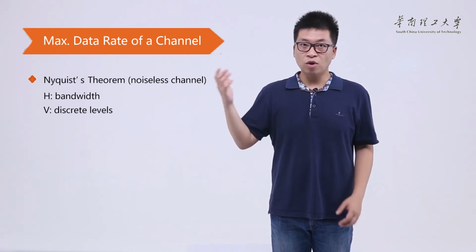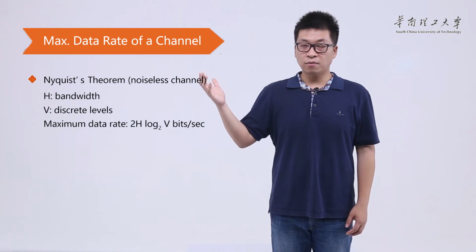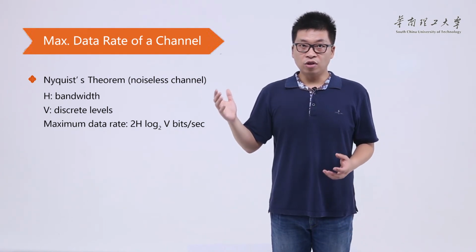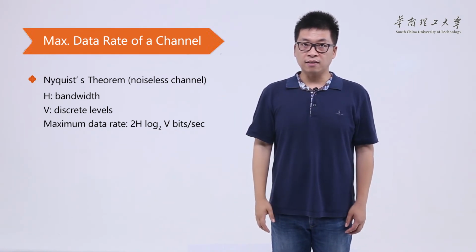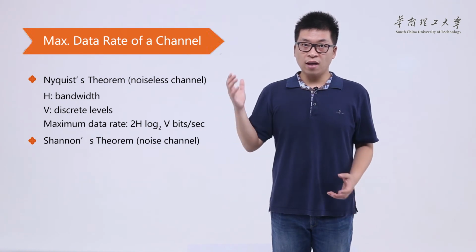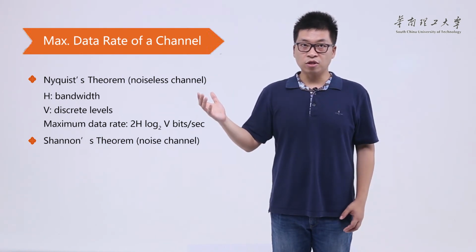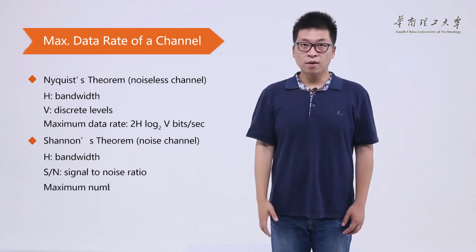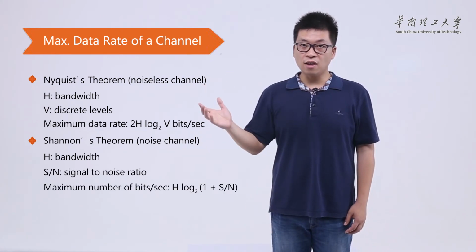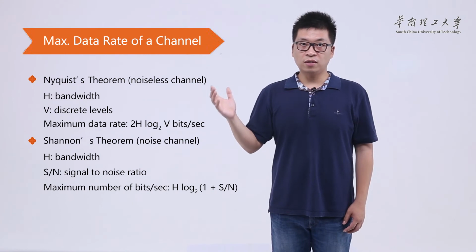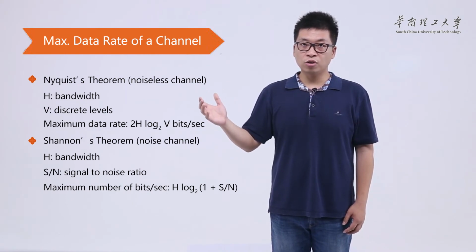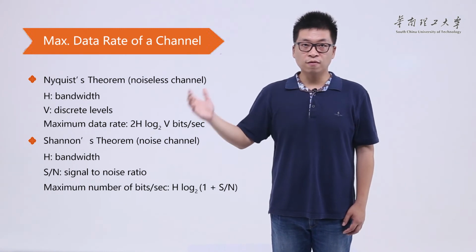The theorem is represented as maximum data rate equals h log 2 (1 plus S over N) in units of bits per second, in which h again is bandwidth, S over N is signal-to-noise ratio. Note that S over N here is the ratio, not dB. Hence, if you are given signal-to-noise ratio in dB, you need to do the conversion first.